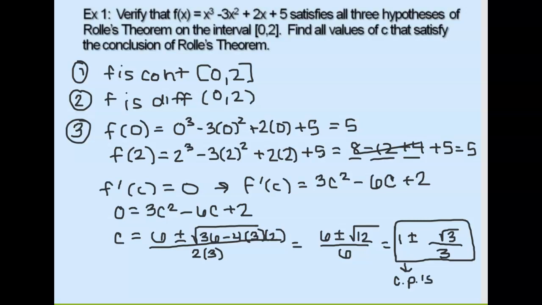Those are the critical points at which f prime of C equals 0. These are the C values where the derivative is 0. What does that mean they are on the original? They're the critical points of the derivative. What are they on the original? Yeah, they're my relative extrema.